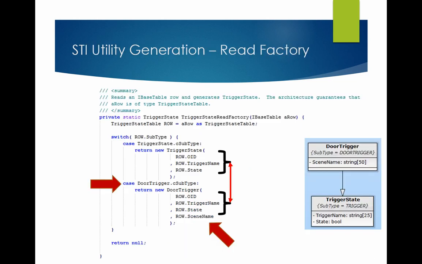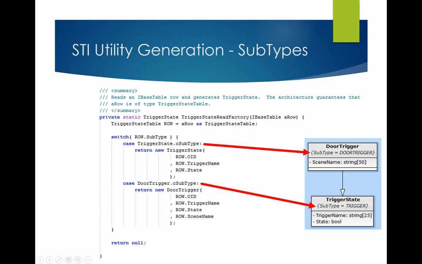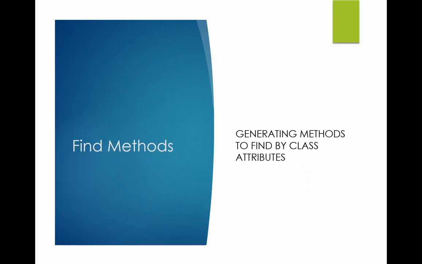And again, here's the example of the read factory. It basically interprets the subtype and decides which constructor to create. The constructors look almost identical, but in the door trigger one, there's this scene name which refers to this scene name here in your UML model. And the subtypes come from the table. So in SIM, I use a tag value to represent the subtypes. Again, all that is described in the modeling video.